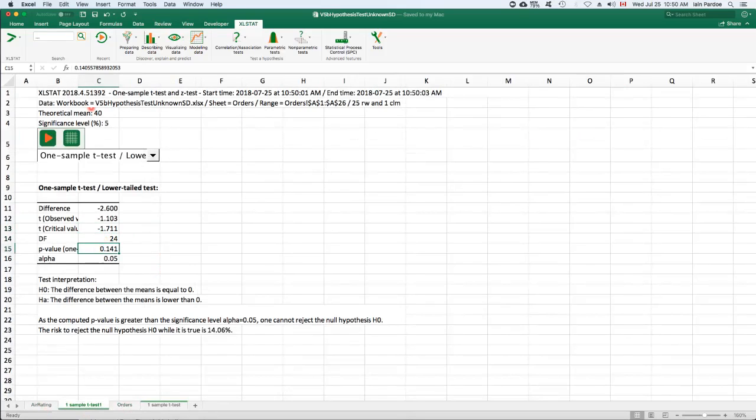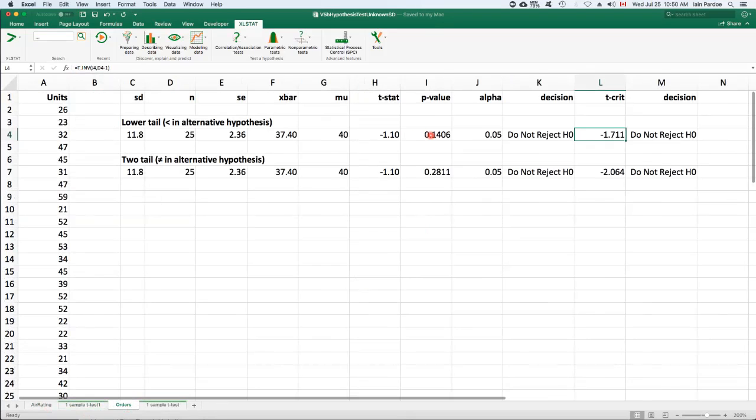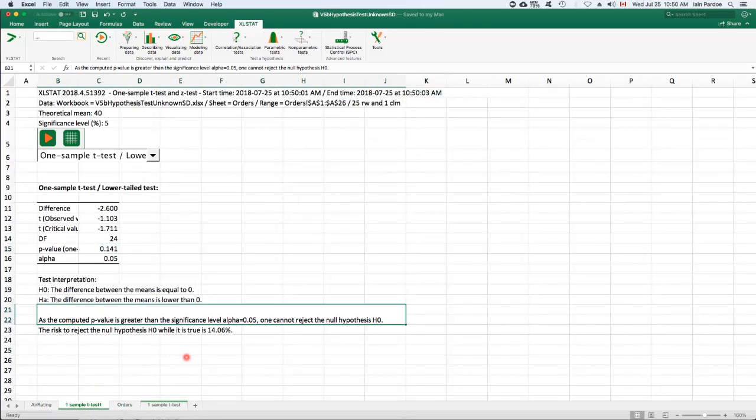And the p-value, 0.1406 if I go to 4 decimal places. 0.1406, there we go. And the decision, as the computed p-value is greater than the significance level, we cannot reject the null hypothesis.